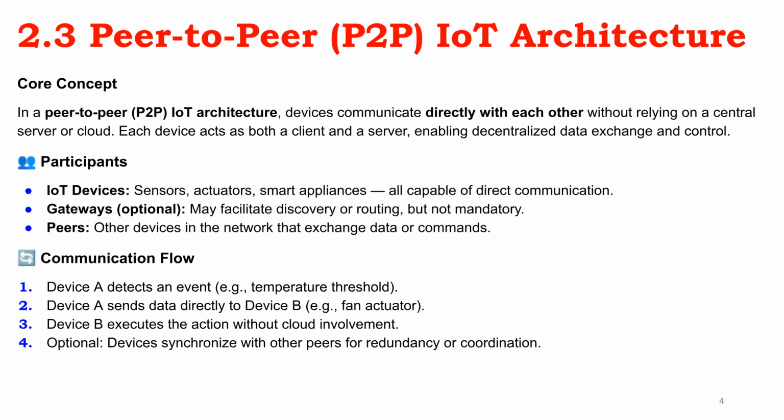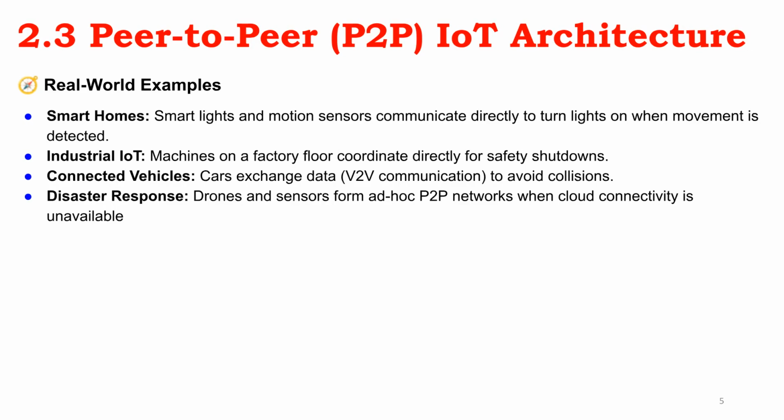In P2P IoT, devices communicate directly without central servers. Participants include IoT devices, optional gateways, and peers. The flow involves device A detecting an event and sending data directly to device B, which executes the action without cloud interference. Real-world P2P examples include smart homes, where sensors trigger lights directly.